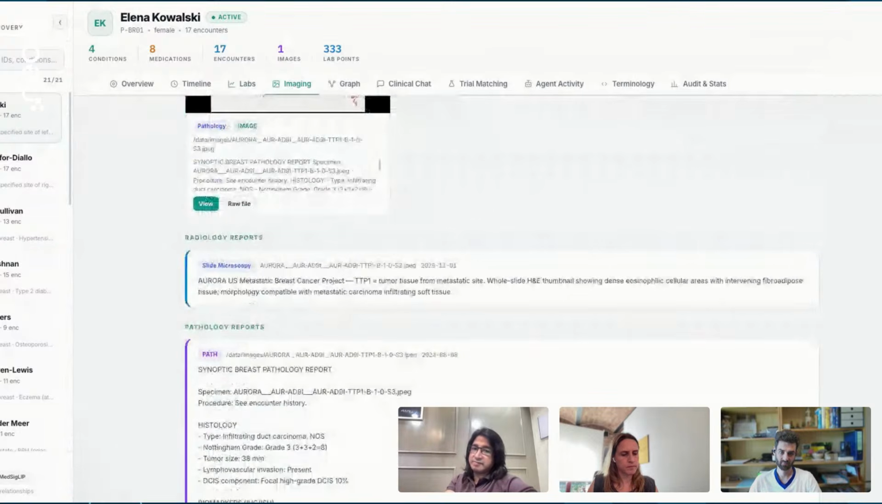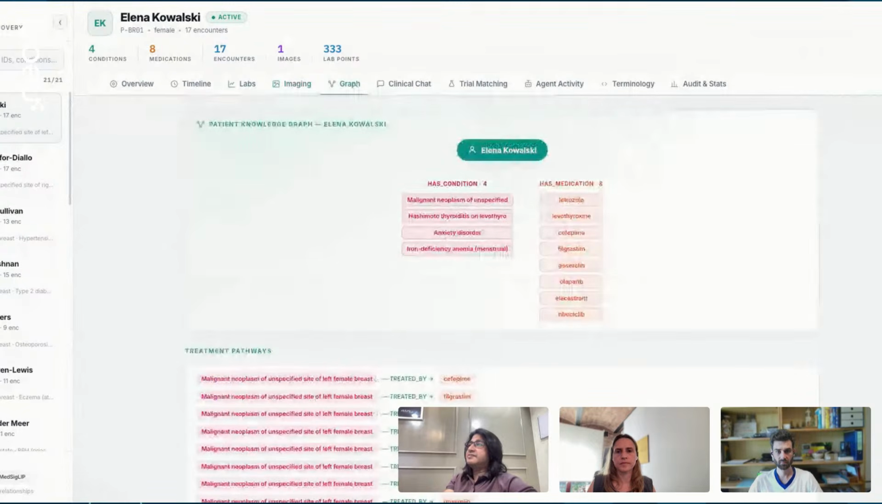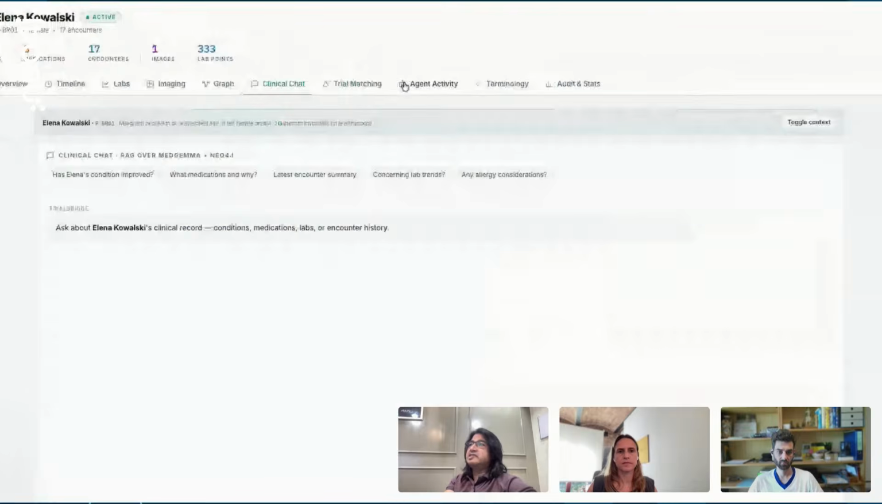To understand the whole matching, I say this graph is not your traditional graph interface. We always look into a graph interface, but we thought this would be a very easy way to demonstrate the relational entities to a clinician: what kind of conditions, what medication is on it, and the treatment pathways which are there. Then the clinical chat will come to work.